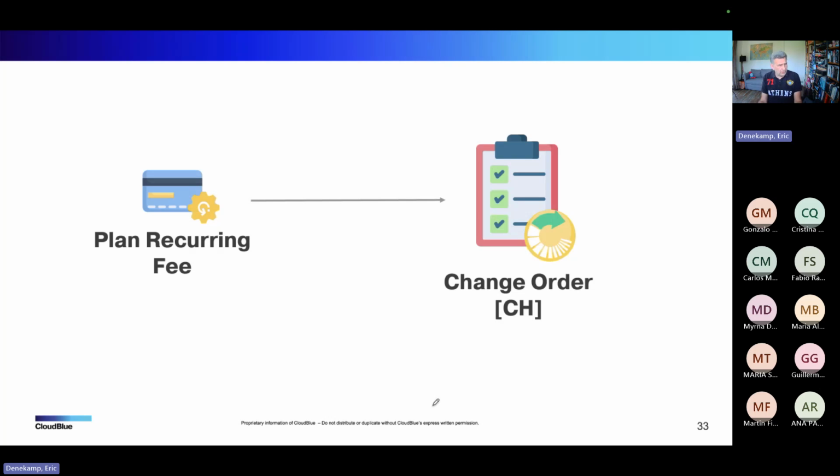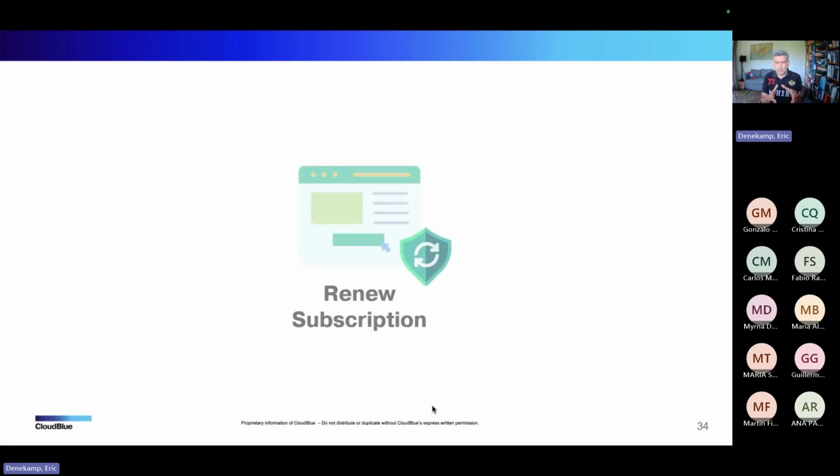From trial to paid, of course, is another change order, because it's again an upgrade, and from now on we start charging a plan recurring fee. So those are the order types and what we have to pay for that.